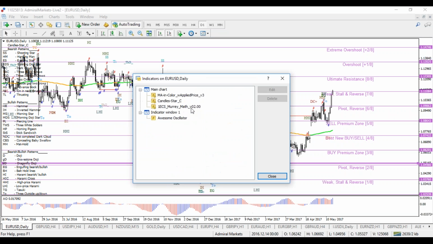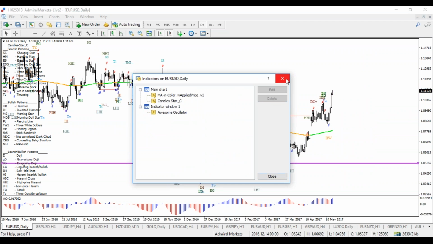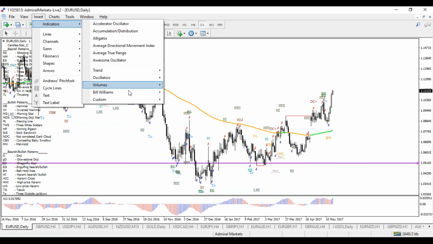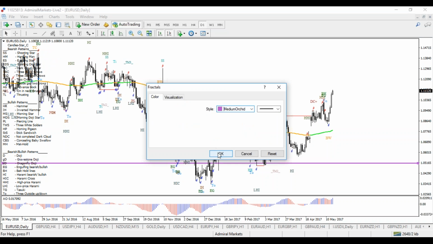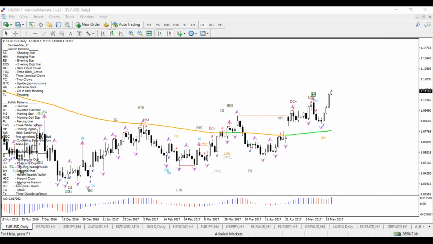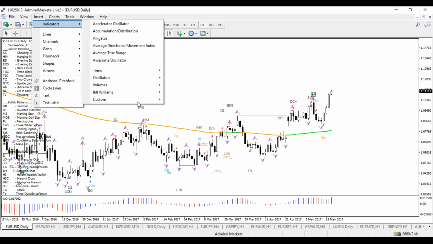Let's take that off now. And another thing could be fractals. These are the standard fractals from Bill Williams. But I have my own fractals too. I'll show that next week. And we'll dive into why my fractals are different and how they could be beneficial. These fractals are the standard ones. So just insert indicators, Bill Williams, and add the fractals.